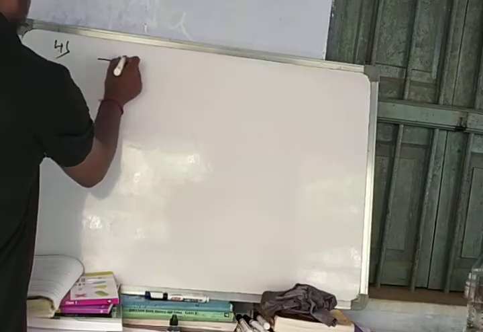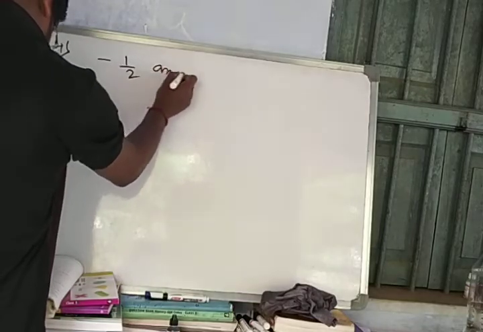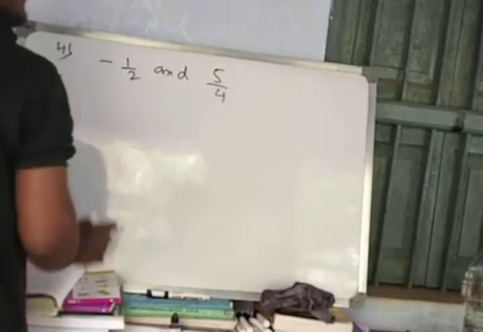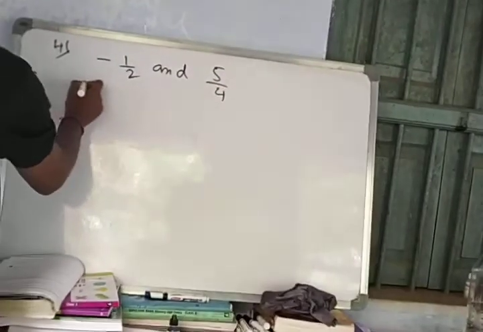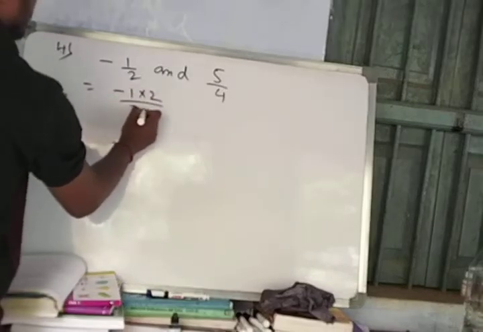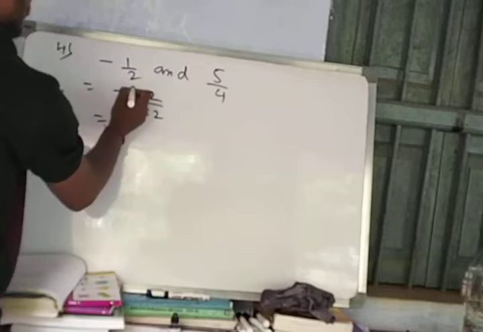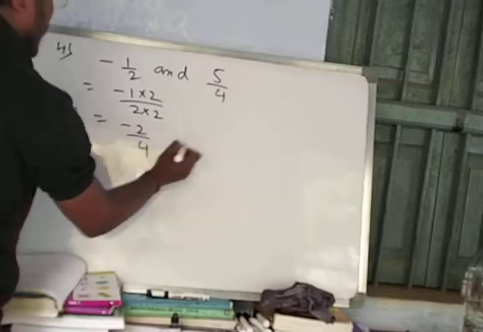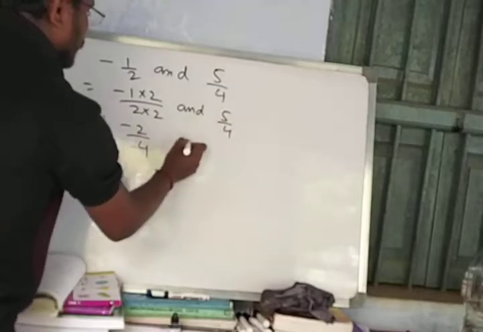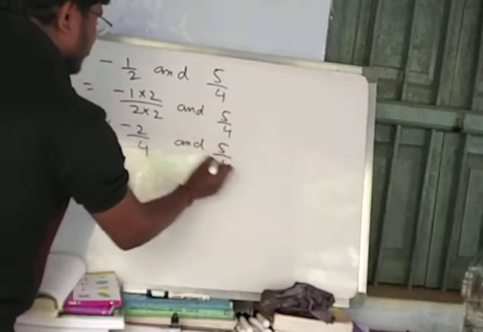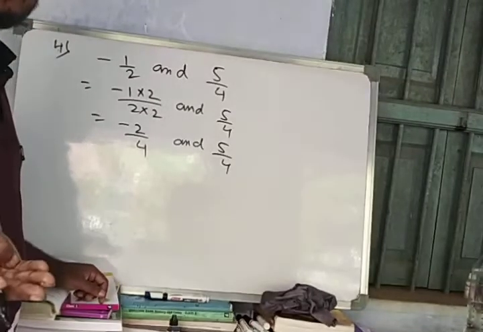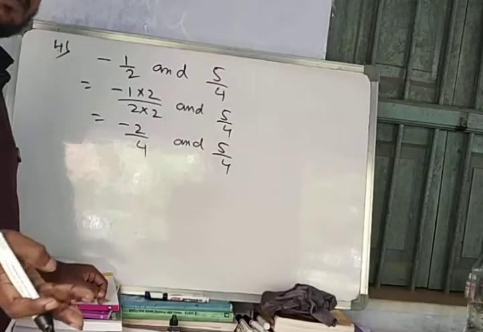At first write minus 1 by 2 and 5 by 4. At first you will convert these into like fractions. So if you multiply minus 1 by 2 by 2, then it is equal to minus 2 by 4 and it is 5 by 4. Now all of you see, between minus 2 and 5, how many numbers lie there? Minus 1, 0, 1, 2, 3, 4.